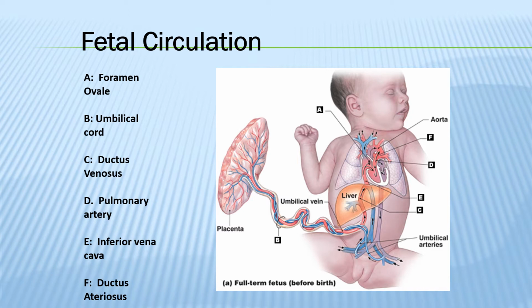Then we are at the right atria. Where the inferior vena cava blood comes into the right atria, this is where our second shunt is, and it is labeled letter A in the picture. That is called the foramen ovale, and it's a one-way flap. Blood that enters the right atria can flow through the foramen ovale into the left atria, a little flap that's hanging open.